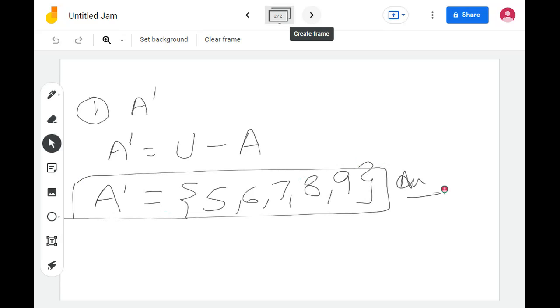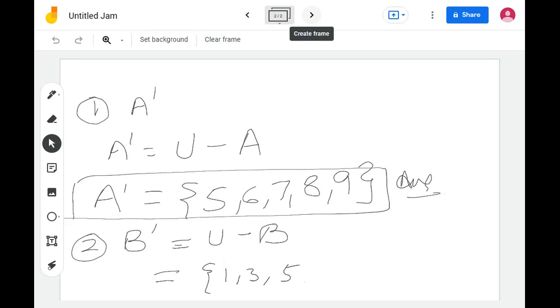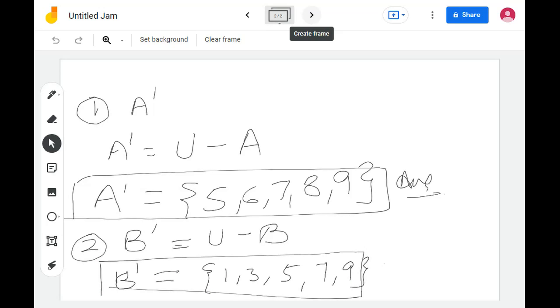Now the second part is B complement. B complement is universal minus B. Universal is 1 2 3 4 5 6 7 8 and 9, and B is 2 4 6 8. Universal minus 2 4 6 8, so what we get is 1 3 5 7 and 9. This is B complement, the answer of the second part. Now we shift to the third part of question number 1.